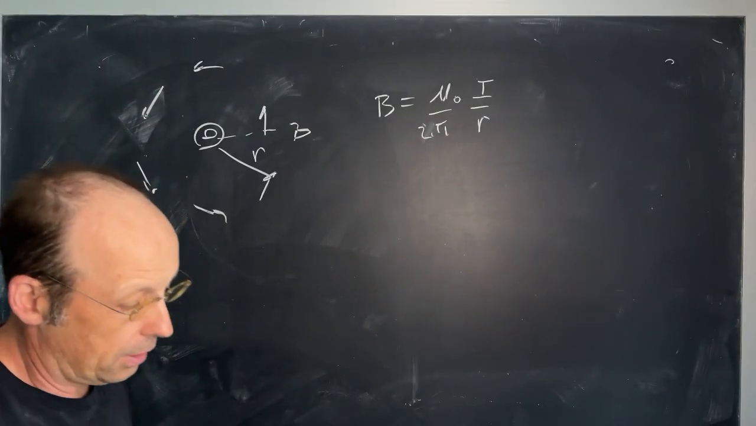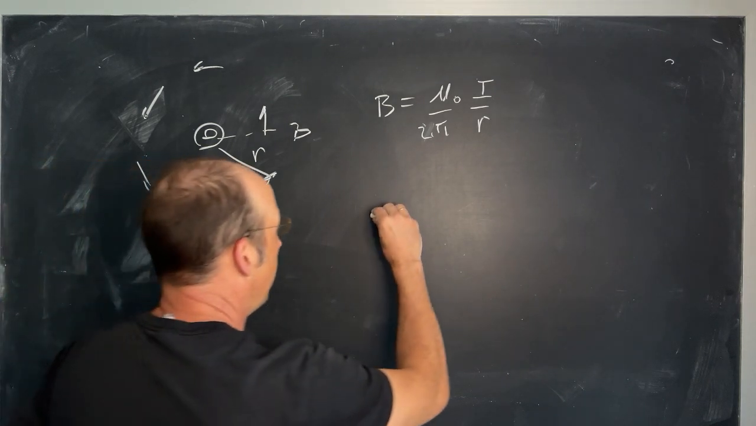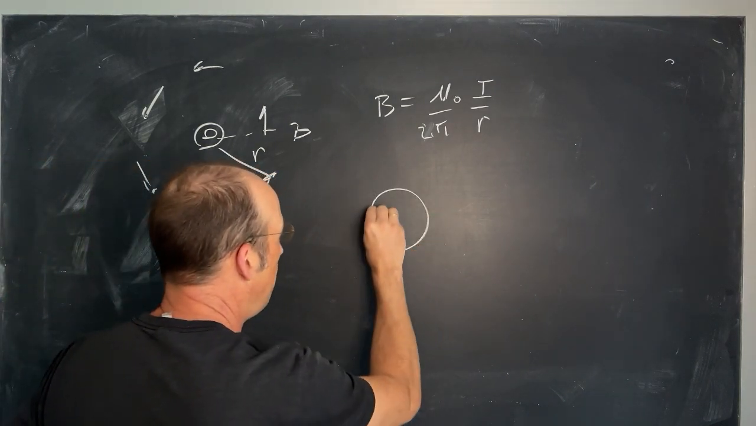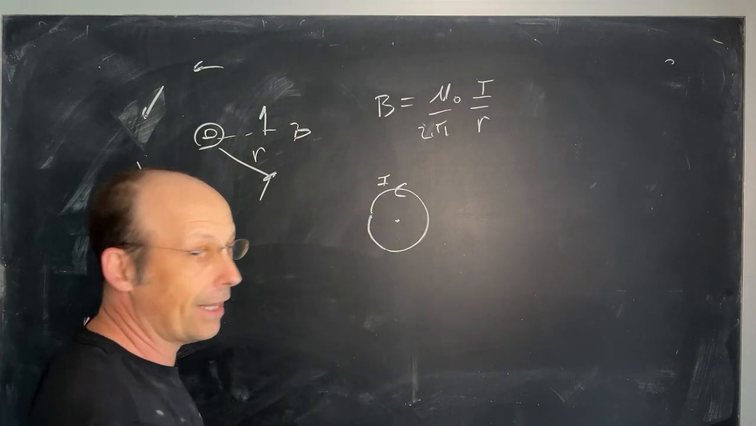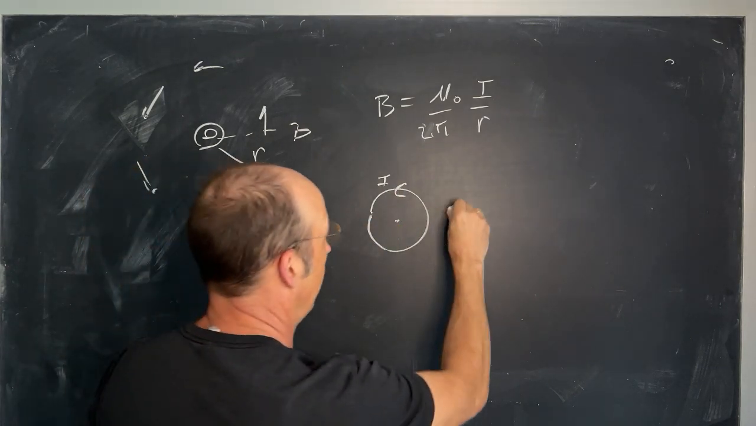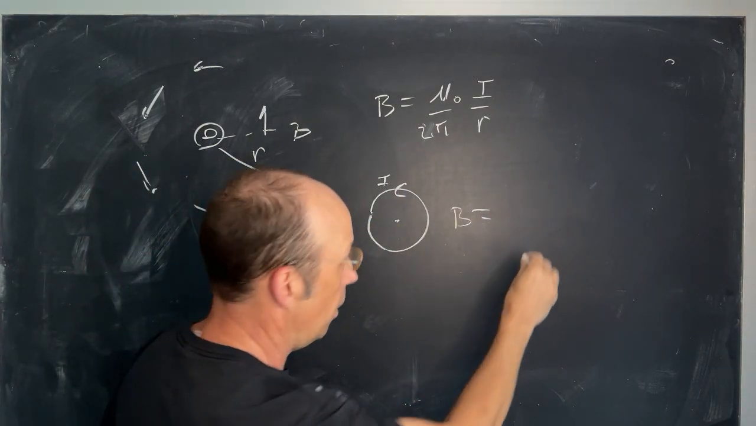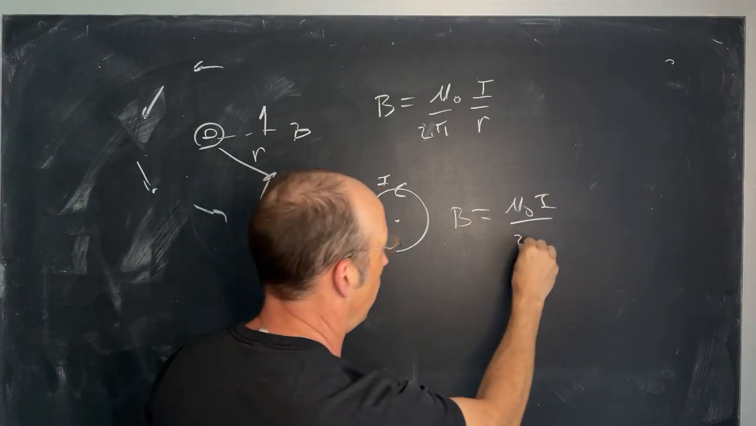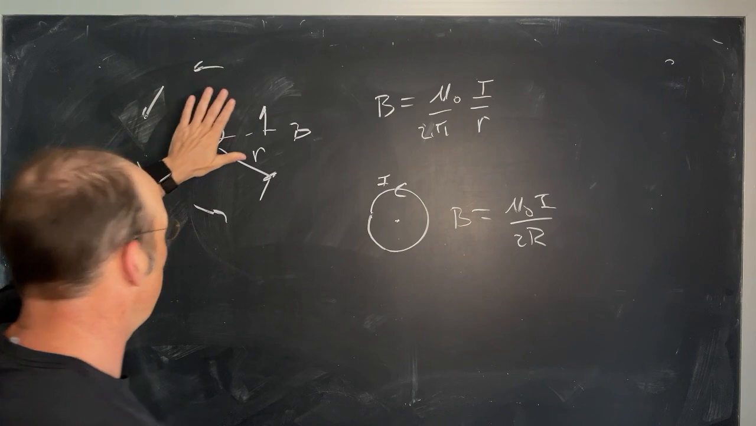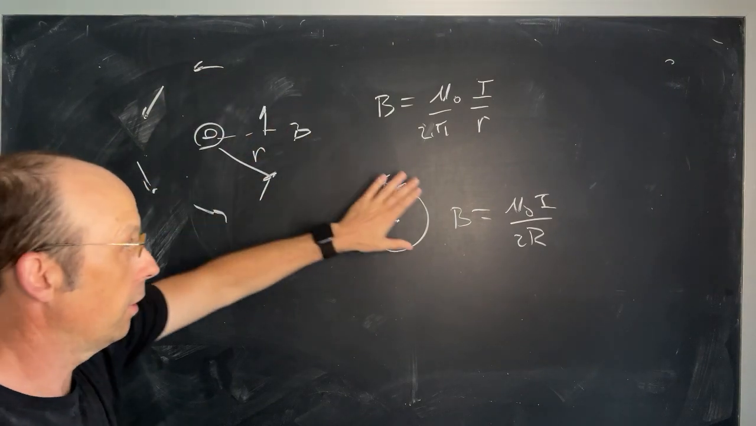It takes practice. If I have a loop of current, I can find the magnetic field in the center of that. It's just going to be equal to mu naught I over 2R. And so we have a long wire, and a loop.